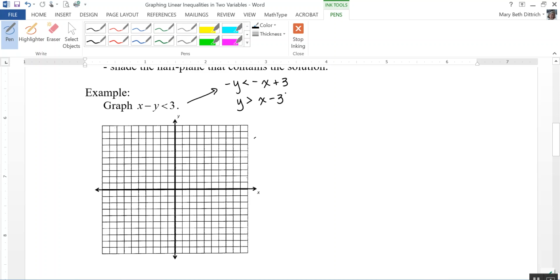So let's go ahead and graph the line y is equal to x minus 3. So that's a y-intercept of negative 3 and a slope of positive 1, which is up 1 and right 1, or down 1 and left 1. And because this is a greater than sign, not a greater than or equal to, I'm going to go ahead and draw this line as a dashed line.